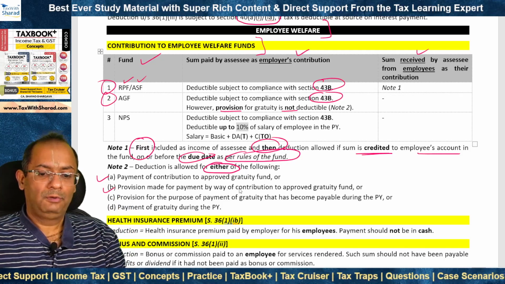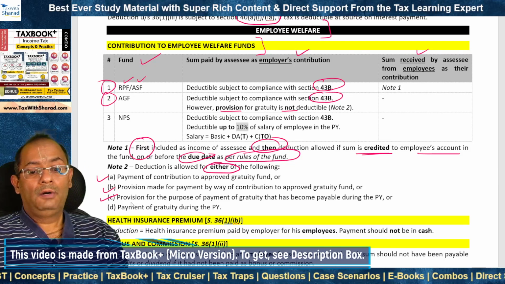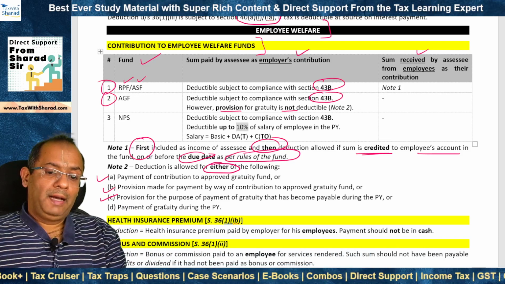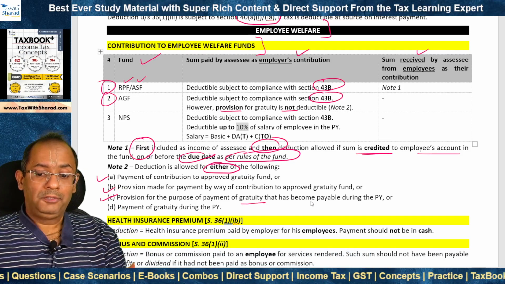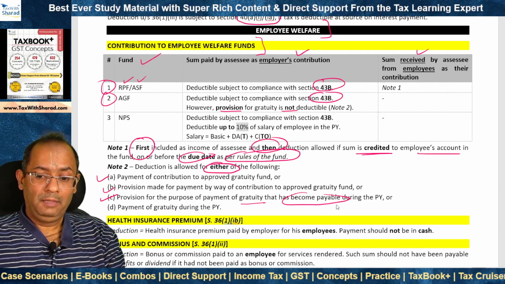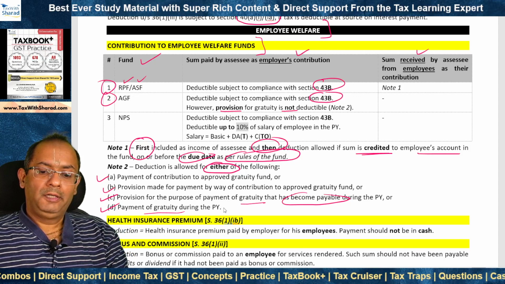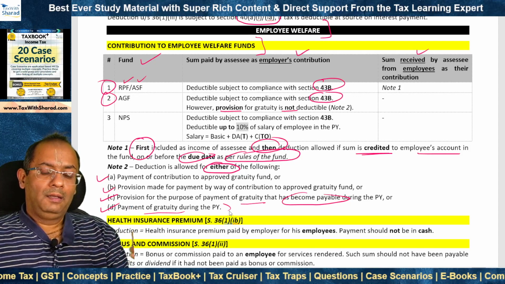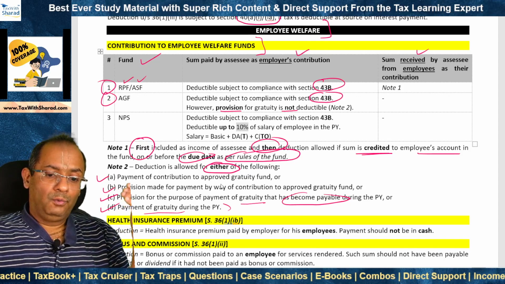Both payment as well as provision for payment is allowable as deduction. When we talk about the payment of gratuity, it can be either a provision which is made for payment of gratuity, but only for gratuity that has become payable during the previous year, or it can be payment of gratuity during the previous year. In A, B, C or D, deduction is allowable, but deduction is allowable for either of the following. That means one of these.